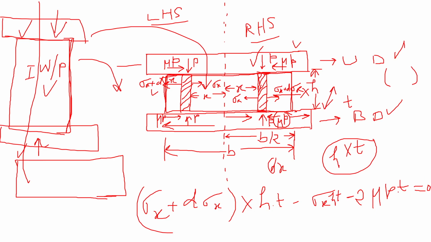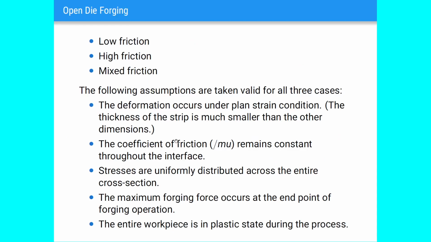Sorry, the width of this area will be calculated as dx into t. So mu p into area, so twice mu p into area is t into dx. So this is the equilibrium equation, and if you see, t is common everywhere, so you can eliminate the t term. So if you solve it, it will come something like this.